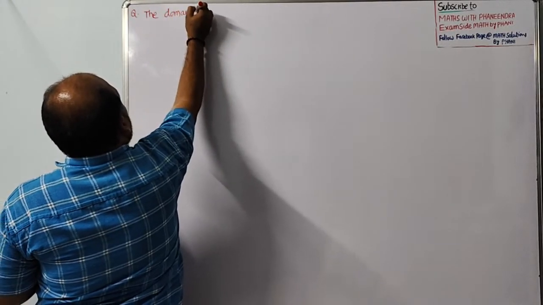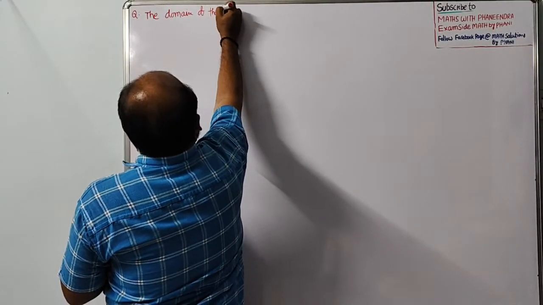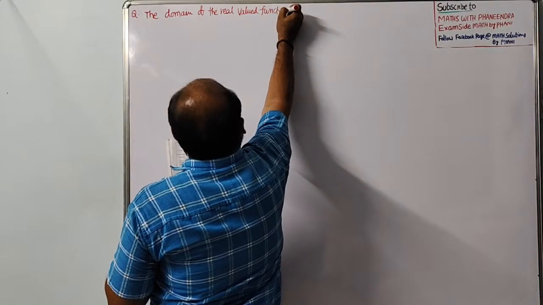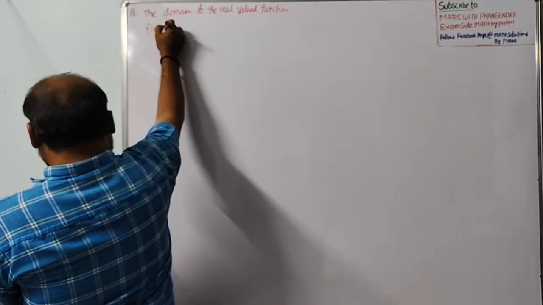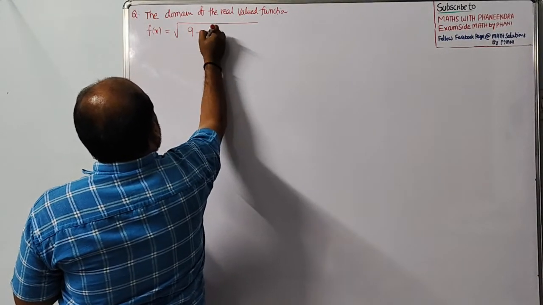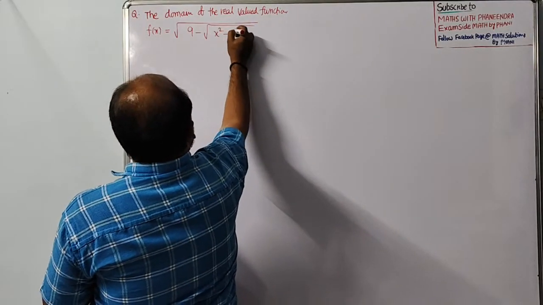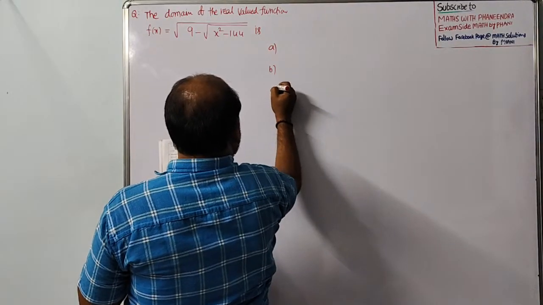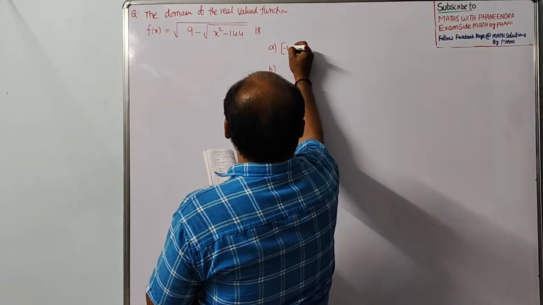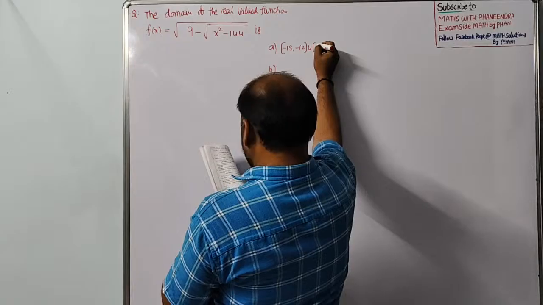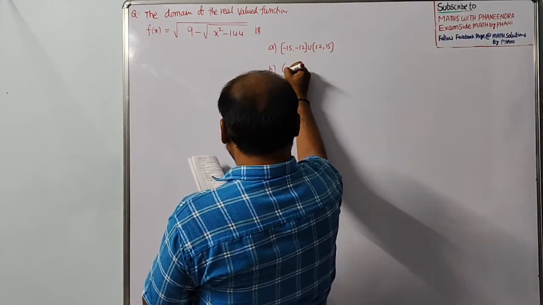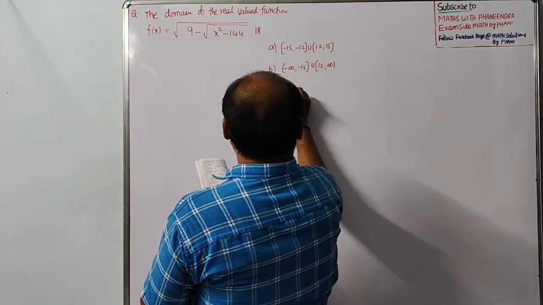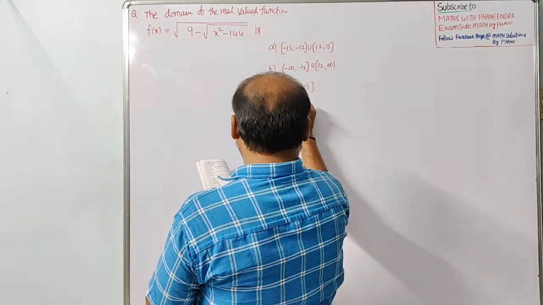The domain of the real valued function f of x equal to square root of 9 minus square root of x square minus 144 is, first option, closed minus 15 minus 12 union 12 to 15 closed; open minus infinity to minus 12 union closed 12 to infinity; closed minus 15 to plus 15; closed minus 12 to plus 12.